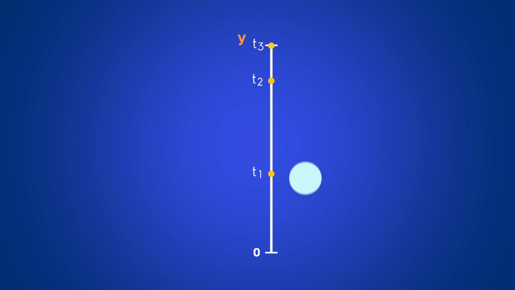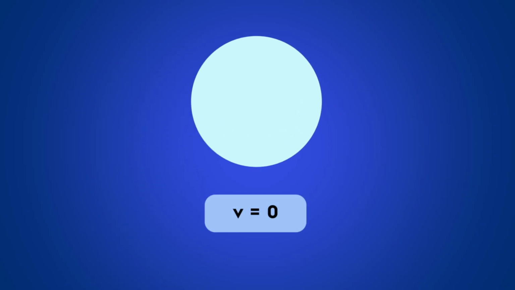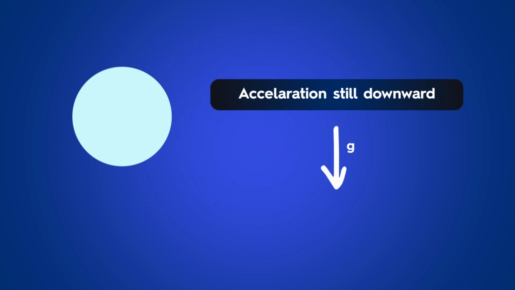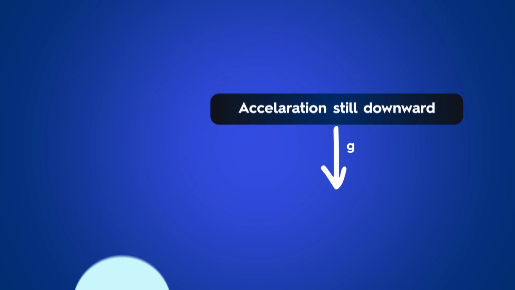A ball thrown straight up has decreasing spacing on the way up and increasing spacing on the way down, with a nearly constant downward acceleration due to gravity. At the very top, the ball's instantaneous velocity is about 0, but the acceleration is not 0. Gravity is still acting, ready to speed the ball downward.